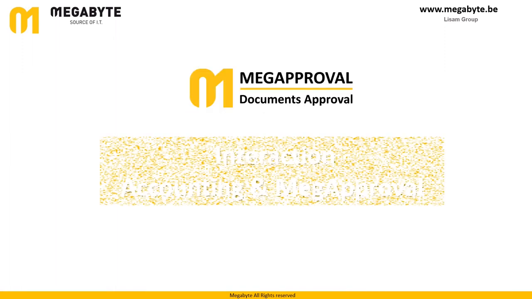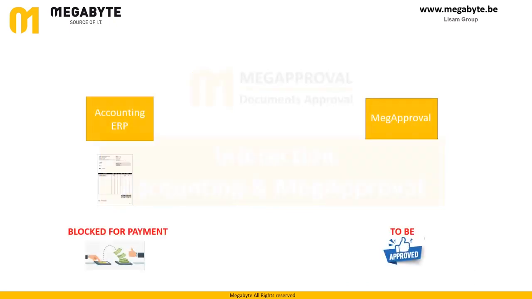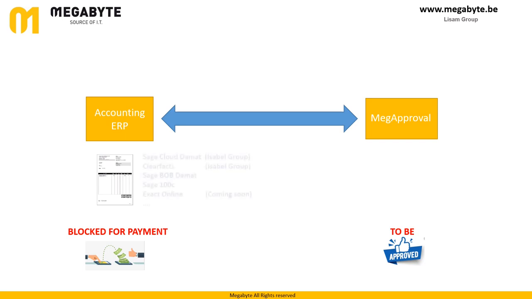Before starting the presentation of the MegApproval solution, it is important to explain the exchange of information between your accounting and the approval system. The invoices are automatically encoded at the level of the accounting application. Sage Cloud Daymat and ClearFacts, products of the Isabel Group, and Bob Daymat are solutions offering you this possibility. If you need more information on one of those products, do not hesitate to contact us.